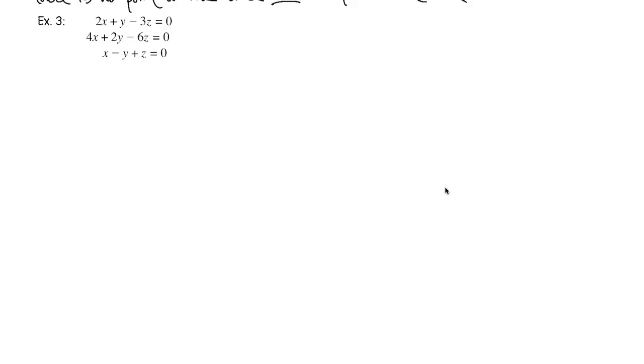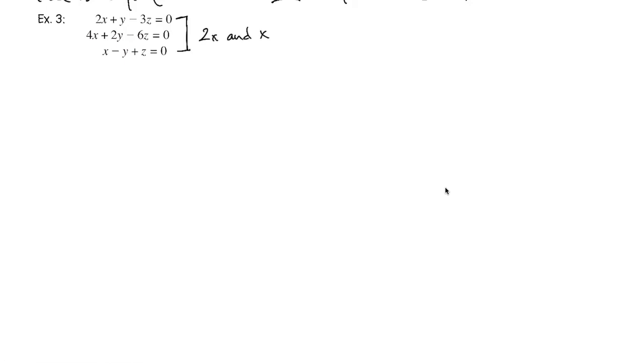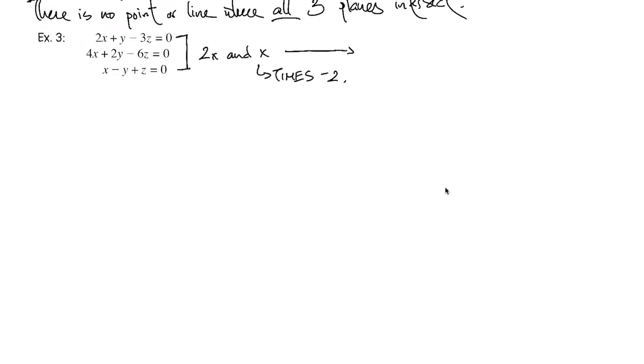So just to kind of mix things up a little bit, I'm going to take the first one and the last one. And I notice I have 2x and x. So what am I going to do to this bottom equation? Well, I'm going to take this one and do times -2. That's going to allow me to cancel out the x's. So the first equation is 2x plus y minus 3z equals 0. And then the second one is going to be -2x plus 2y minus 2z equals 0.